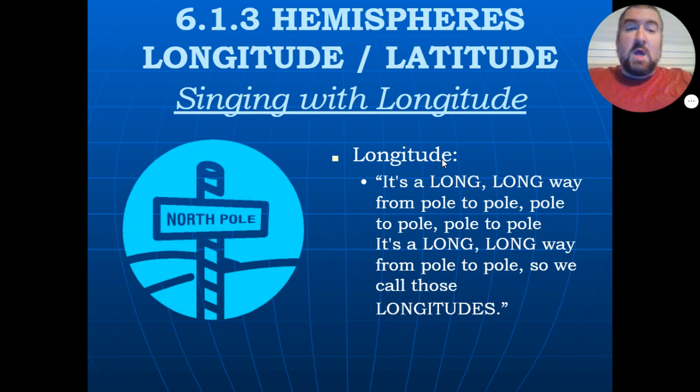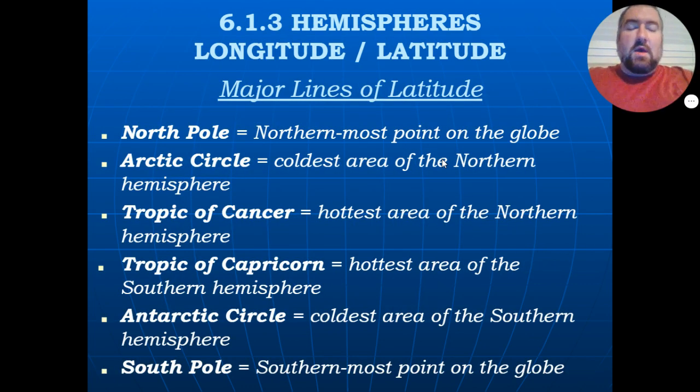So we call those longitudes. Hopefully just a little way for you to help remember the difference between longitude and latitude. Now, as I said, all of the lines of longitude meet up at each of the poles. Therefore, there aren't very different lines of longitude. Whereas the lines of latitude, those have to do with how hot the planet gets. The closer to the equator you get, the hotter it gets. The closer to the poles that you get, the colder it gets.